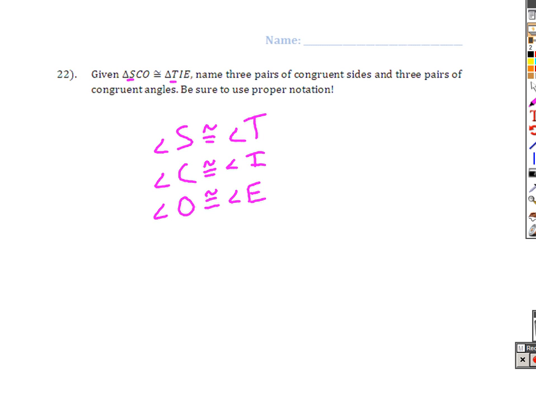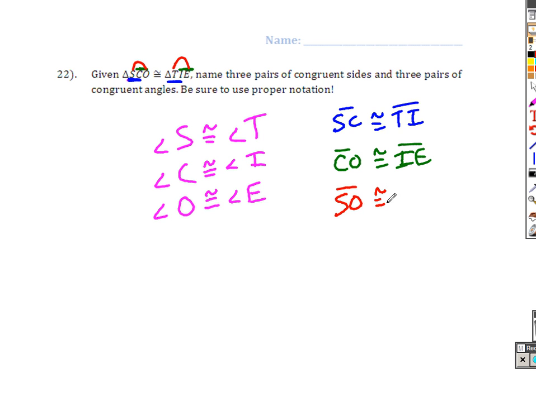Just that simple. The sides, a little bit trickier. SC, and TI are the first ones that are in the same corresponding position. SC and TI. We can then do the same. CO and IE. So CO congruent to IE. And then the last one that's left is the ones on the outside. SO and TE. So SO congruent to TE.